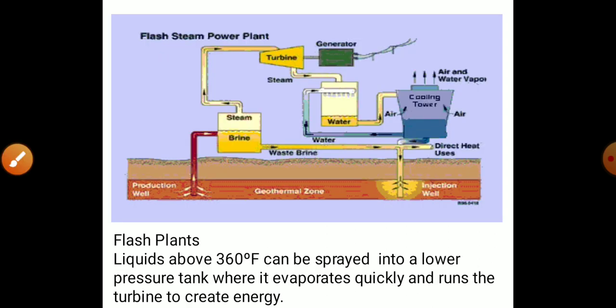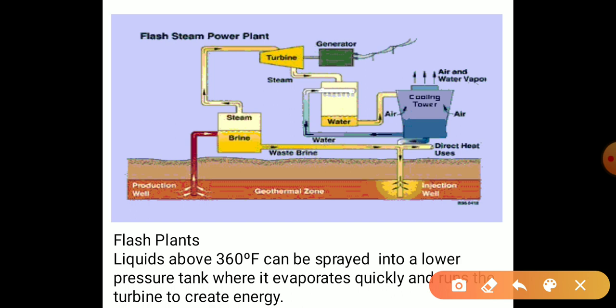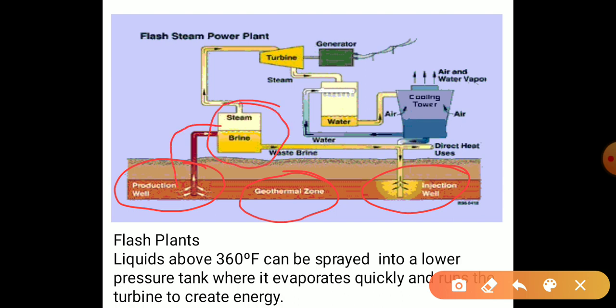If we go to the block diagram, it will be easier to understand also. There are two wells present: one is the production well and the other is the injection well. From the production well, from the geothermal zone, the hot water comes to a particular chamber where the two phases are separated by using pressure. On one side the hot water is present, and on the other side the steam, which goes to the turbine position.